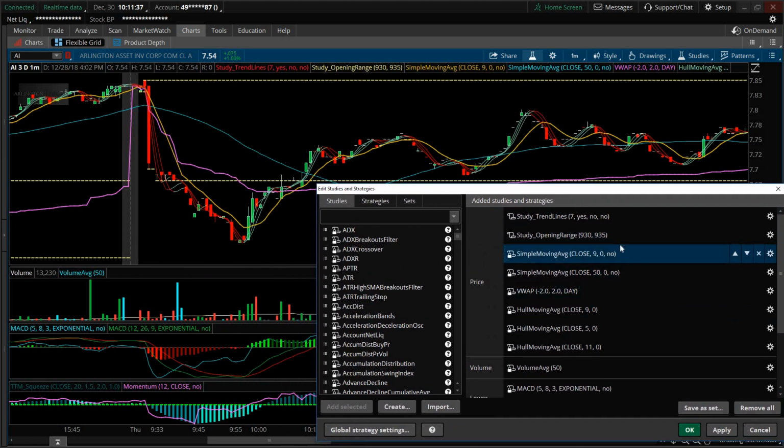Oh, yeah, let me show you a couple of things while I'm in here. There are a couple of studies that I like using. One is the opening range, which marks where the market opens, and it kind of stays within that range for the opening. And then it shows me if it's trending above it or below it.